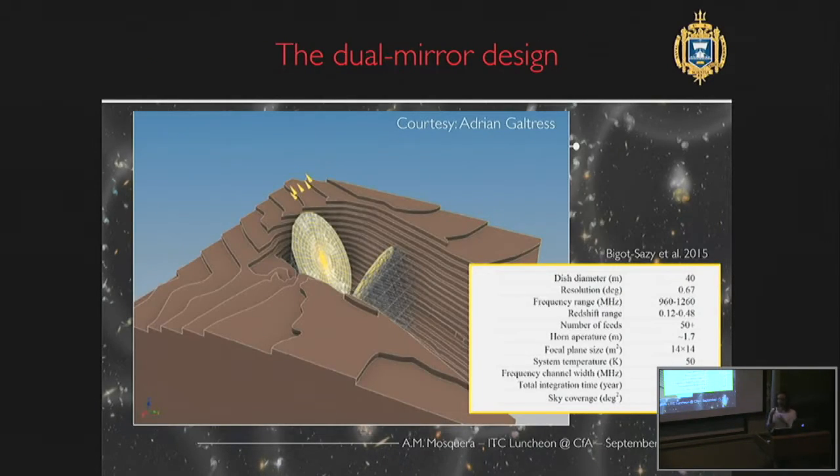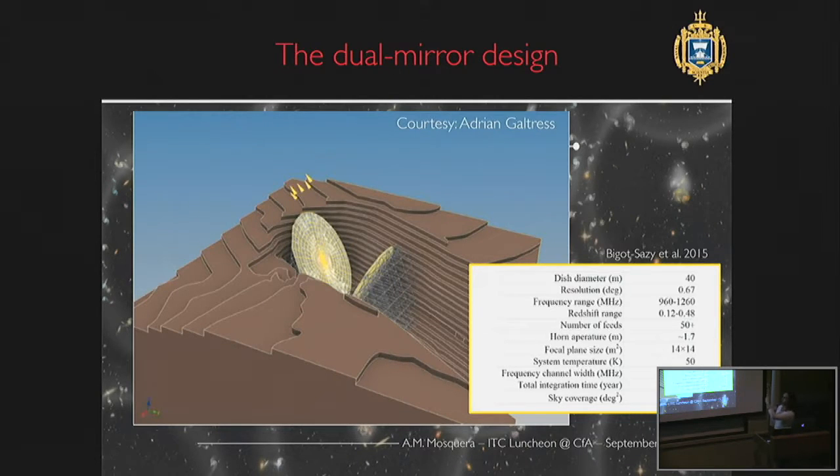So here we have a 3D image of how it would look, and based on the simulations that we have made, for all the properties that we need to do this kind of measurement, we need a dish with a diameter of 40 meters. We are forecasting that we are going to achieve a resolution of 0.67 degrees.